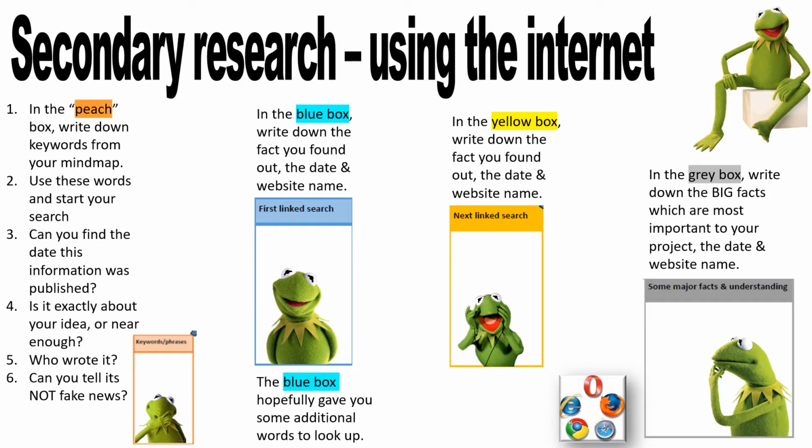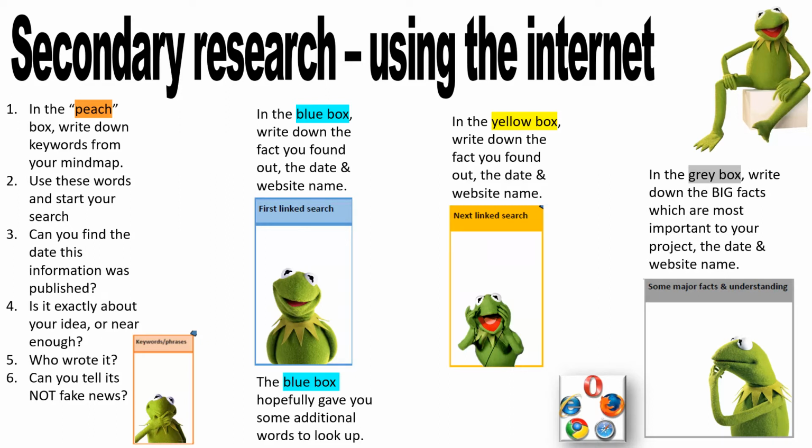Then once you've completed the peach box, you then know what to go and put into your internet search. Now the blue box is some things that you found out, or perhaps this is where it really works. Your first things that you find out might lead you to think, oh, I never thought of that. So you've added to the words you want to find out, you've added to these secondary facts that you need to find out. That is the yellow box.